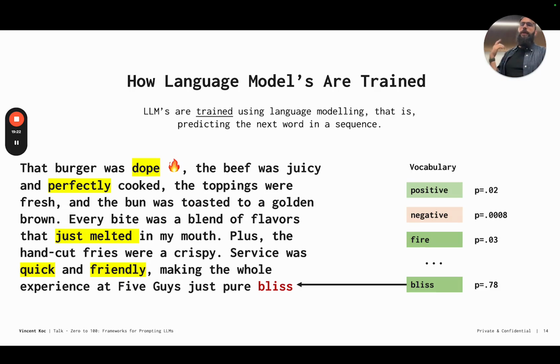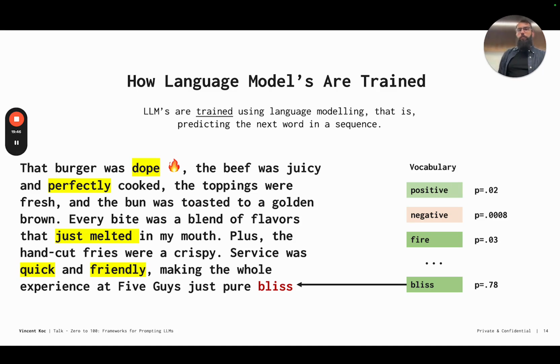And if we take another example of this, something much larger, I asked it to create a Five Guys review. The burger was dope, the beef was juicy, perfectly cooked, toppings were fresh, bun was toasted golden brown, every bite was a blend of flavors, just melted. Service was quick, friendly, and just pure, and then maybe the last word happens to be bliss.